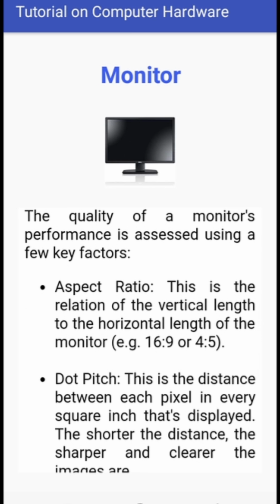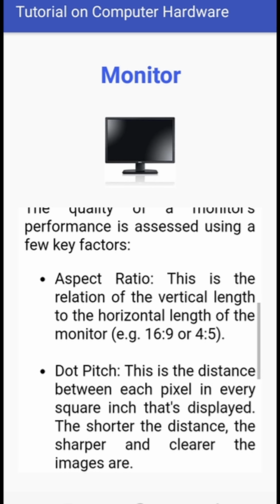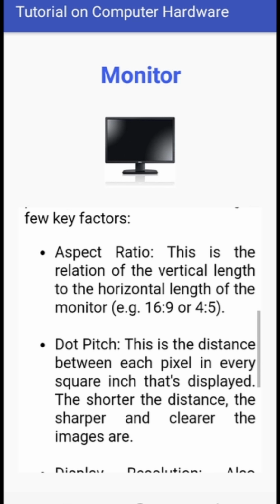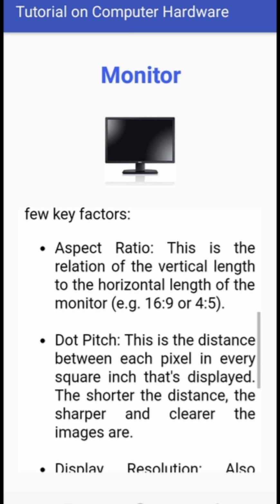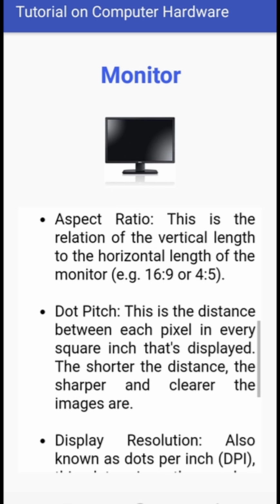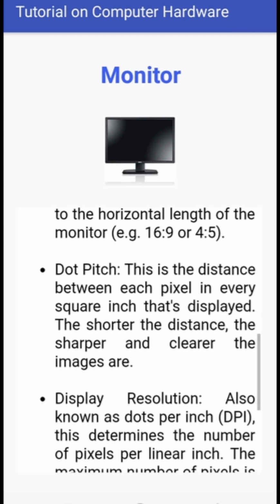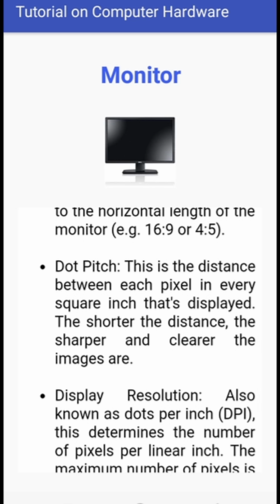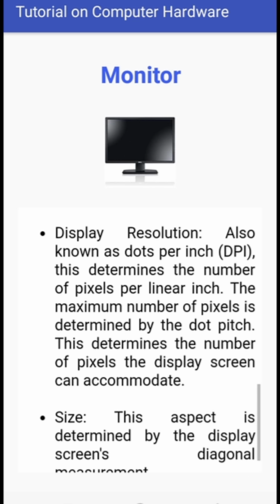The quality of a monitor's performance is assessed using a few key factors. Aspect ratio: this is the relation of the vertical length to the horizontal length of the monitor, e.g. 16 by 9 or 4 by 5. Dot pitch: this is the distance between each pixel in every square inch that is displayed. The shorter the distance, the sharper and clearer the images are. Display resolution, also known as dots per inch.